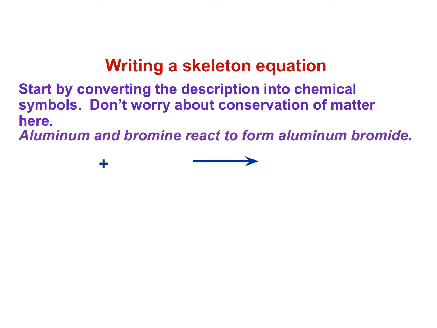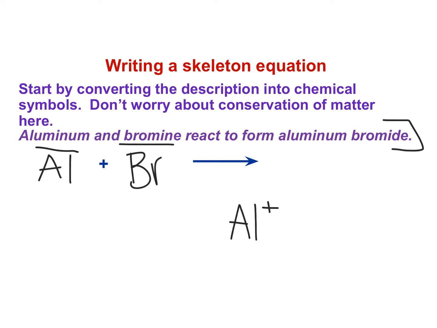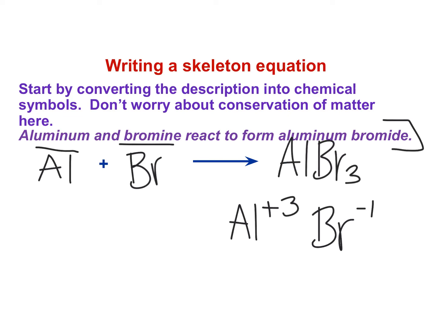So our first step here is we have to convert our description, which is this here, into chemical symbols. So we have aluminum and bromine react to form aluminum bromide. So first I'm going to write my symbols. I have aluminum and bromine react to form aluminum bromide. So going back to that ionic naming, I've got my aluminum +3, my bromine, that's a -1, so naming it, it's going to be this for my formula, and this is a good start.